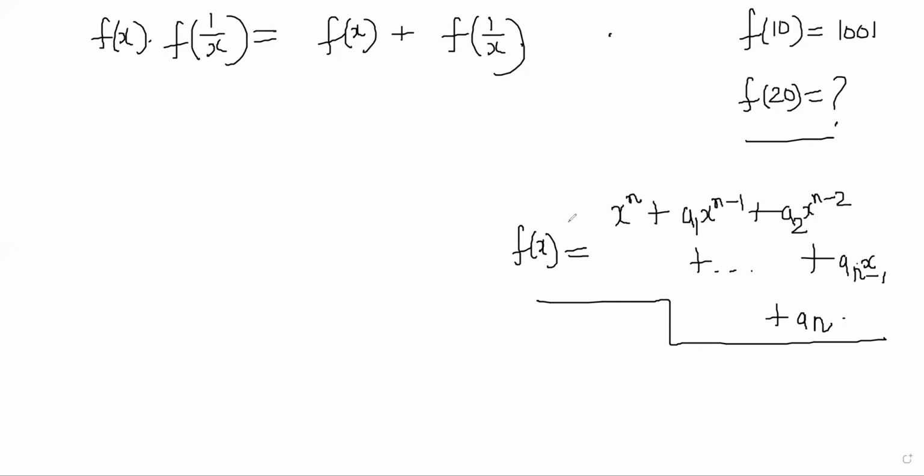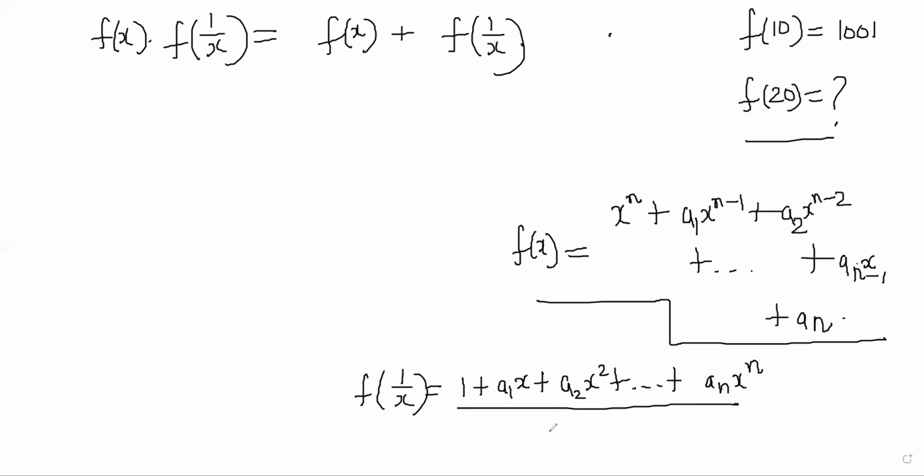Now f(1/x) will be the opposite polynomial: f(1/x) will be (1 plus a1 x plus a2 x^2 plus and so on plus an x^n) by x^n. I've just put 1/x and simplified. So if I multiply these two, I'm supposed to get the sum of these two, which is slightly weird.